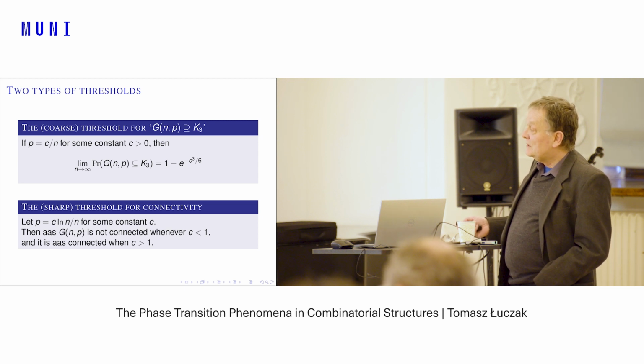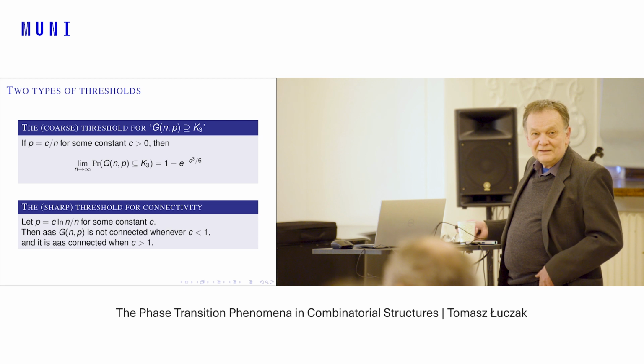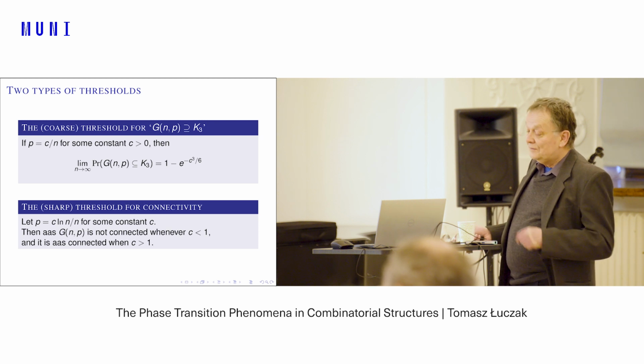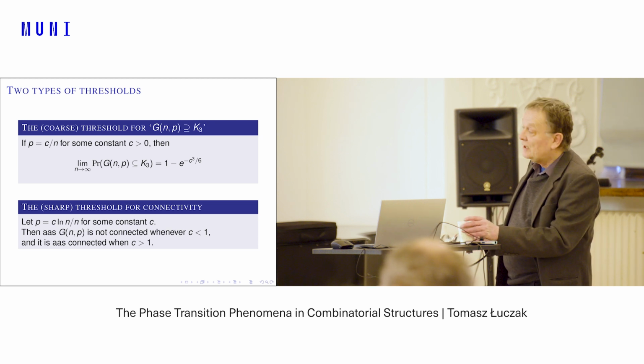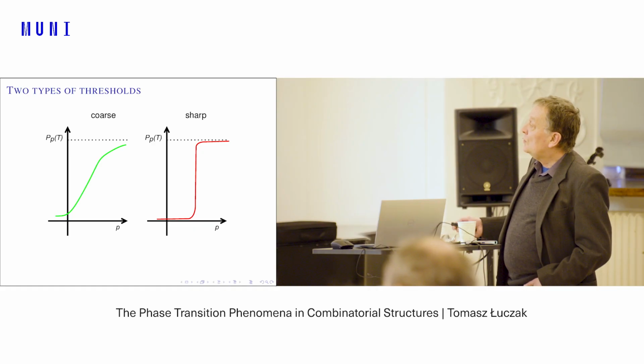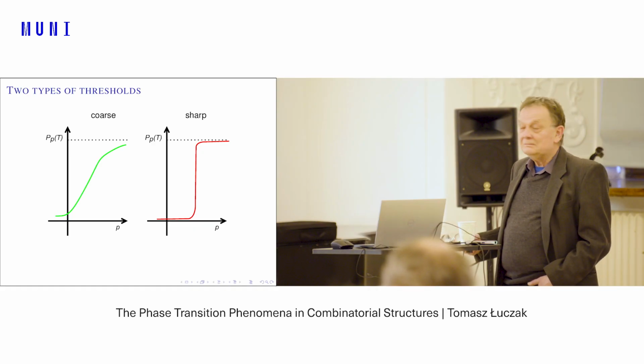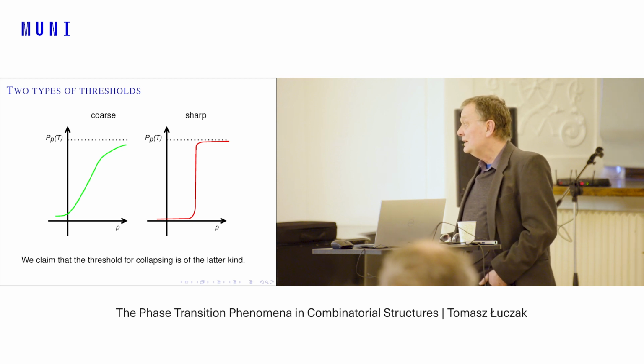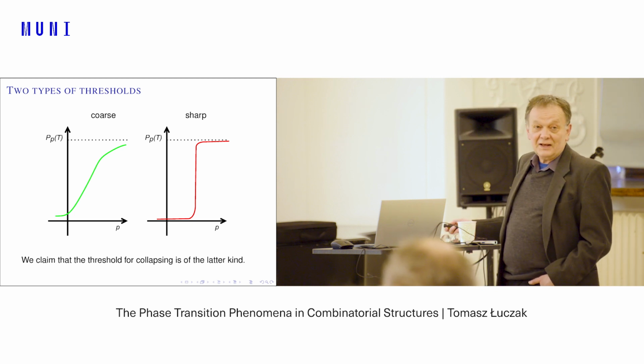And when C is small, it goes to 1 in a sort of smooth way. But for connectivity, there is a sharp threshold. So if P is C times log n over n, when C is smaller than 1, this graph is not connected. When C is larger than 1, it is connected. So this is called a coarse threshold, and this is a sharp threshold. And we would like to prove that collapsing group is of this type.